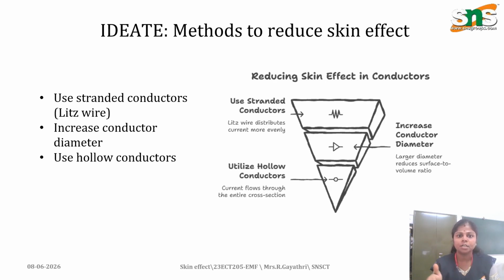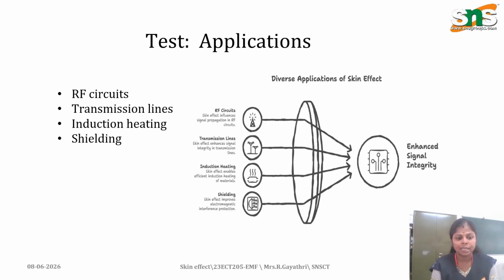Now the methods used to reduce the skin effect. We have to use a standard conductor. Slit wire can be used to reduce the skin effect, and we can also increase the conductor diameter, and hollow conductors can be utilized. When there is a larger diameter, the surface to volume ratio is also reduced, so the skin effect is automatically reduced.